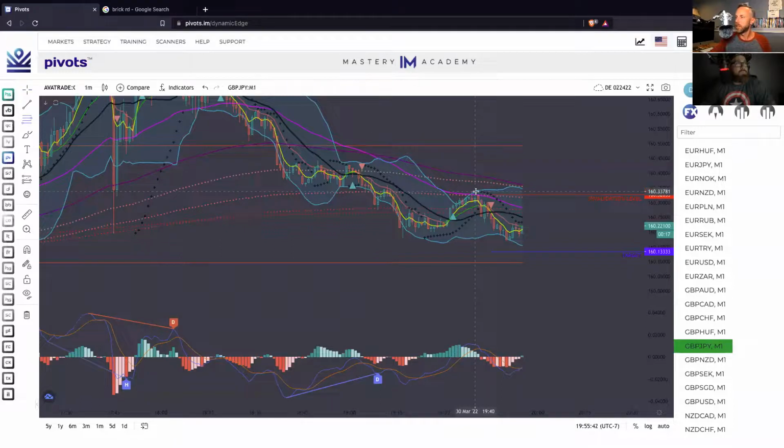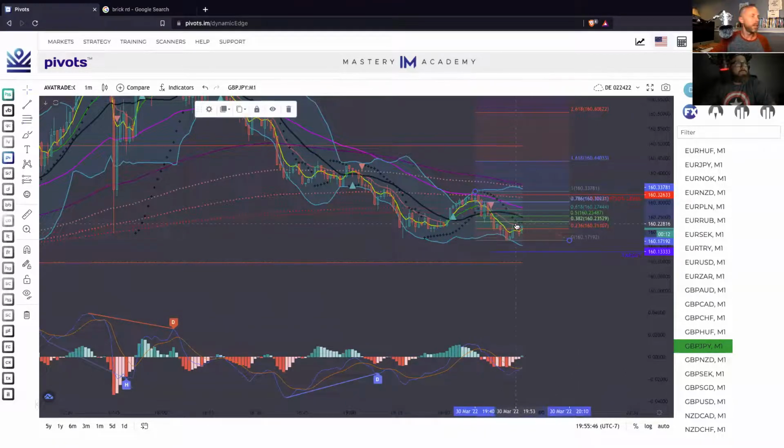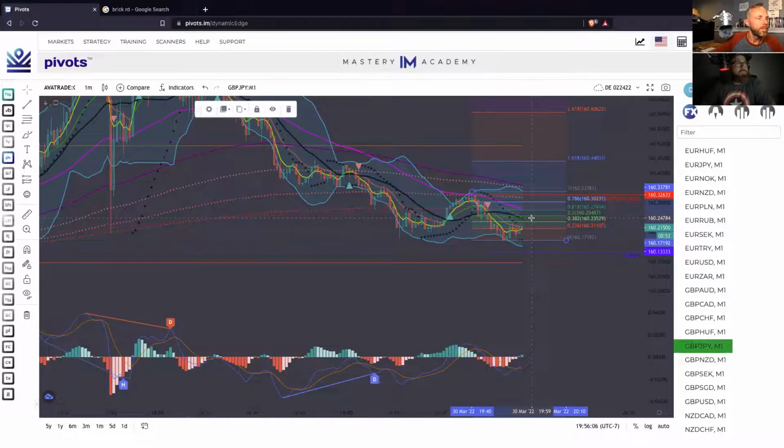Let's just draw a fib up. Let's see. Oh, look at that. It rejected that 382. Funny how it does that over and over and over again. I know, isn't that crazy? But it doesn't mean that it's not done. It could come up and hit what we call the golden zone, which is the 50% 618 zone.